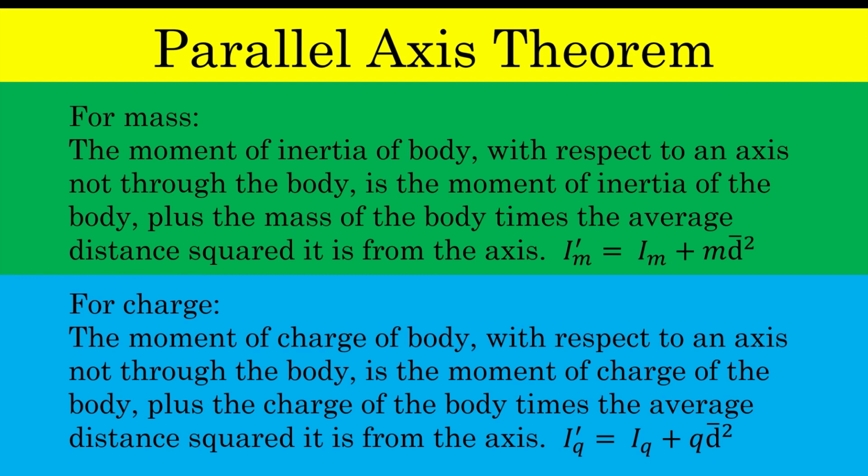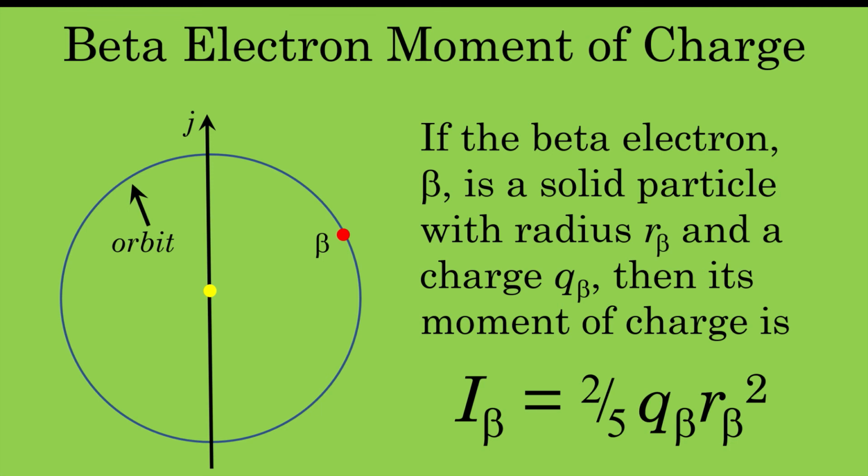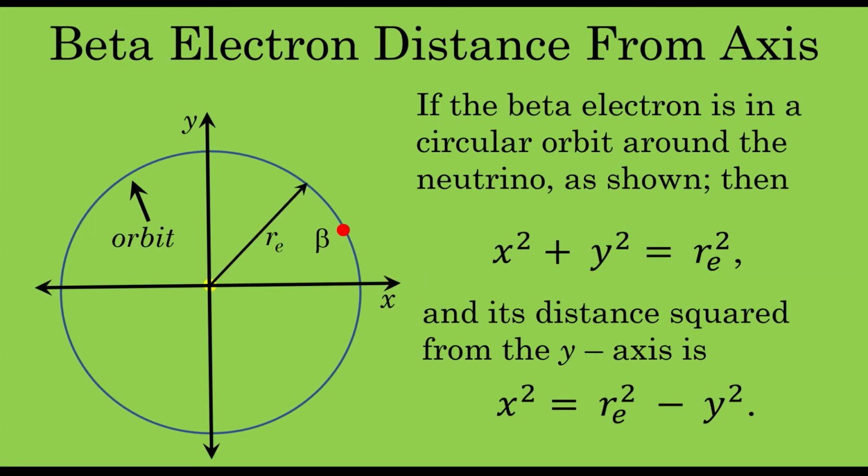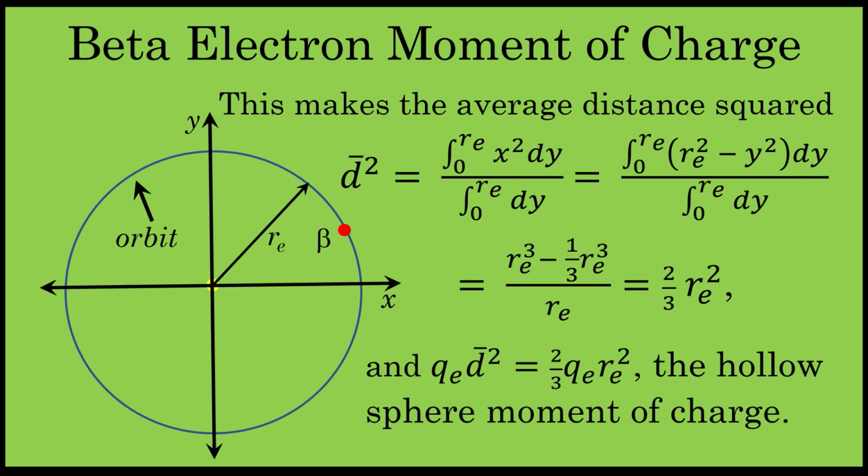Therefore, the total moment of charge of the body would be the moment of charge of the body plus its charge times its average distance squared from the axis. Assuming the beta electron is a solid sphere, its moment of charge is I_beta equals 2/5 q_beta r_beta squared. If it is in a circular orbit with a radius r about the neutrino as shown, its average distance squared from the axis through the neutrino is 2/3 r_e squared.